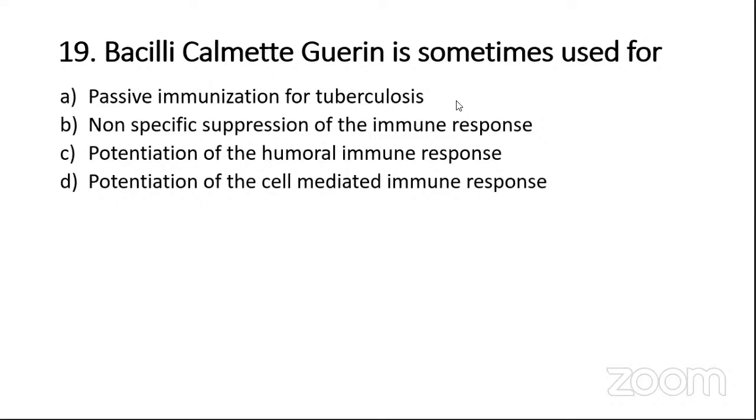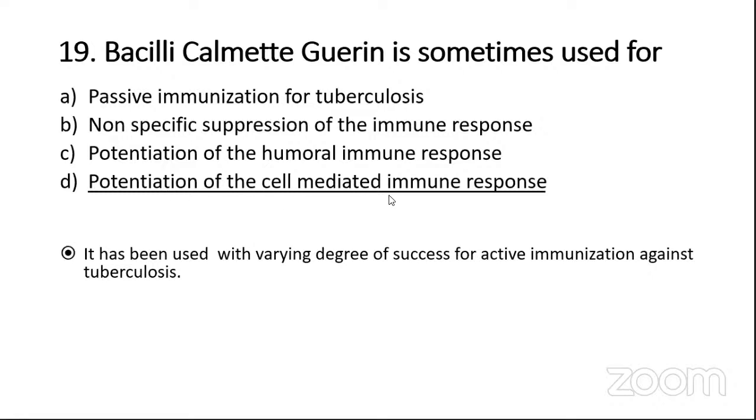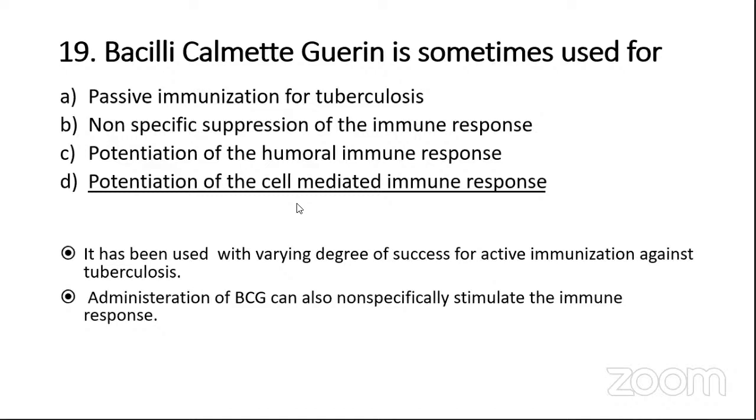Bacillus Calmette-Guerin is sometimes used for passive immunization of tuberculosis, non-specific suppression of immune response, potentiation of humoral immune response, potentiation of cell-mediated immune response. Have you read in the papers that BCG vaccination can also be used as a treatment for COVID-19 infection? Why? Viruses, cell mediated immunity causes immunity, whether humoral or T cell. It is T cell. So this can act as an adjuvant and they potentiate the cell mediated immune response. It is also called an adjuvant.